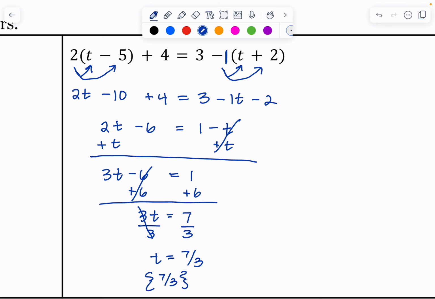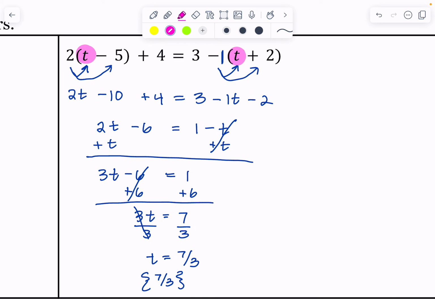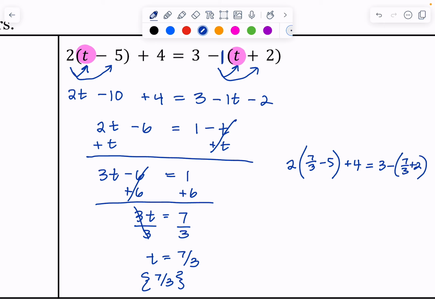Now, they do want us to check our answers in this section. So we're going to plug in 7/3 here and here. It's a little messy because of the fraction. So I'll try to write it clear, but we're going to have 2 times 7/3 minus 5 plus 4 equals 3 minus 7/3 plus 2. And I would just probably do that in my calculator so you don't have to do it by hand. So let me do that real quick.